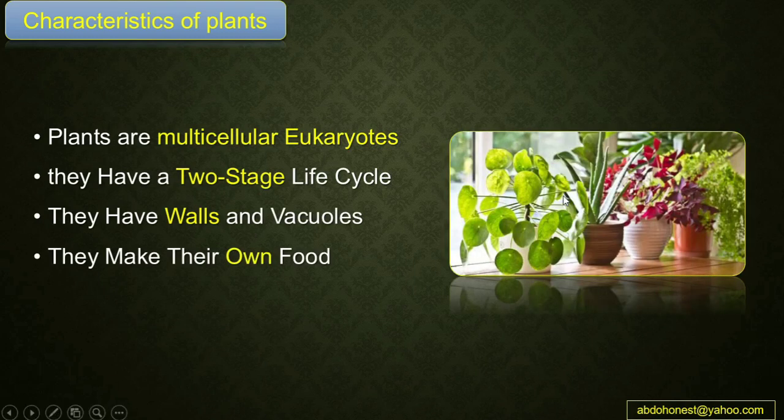Guys, all the plants are multicellular eukaryotes, and this is the main point. They have a two stages life cycle. They have walls and vacuoles, and they make their own food. Let's talk about them individually, guys.